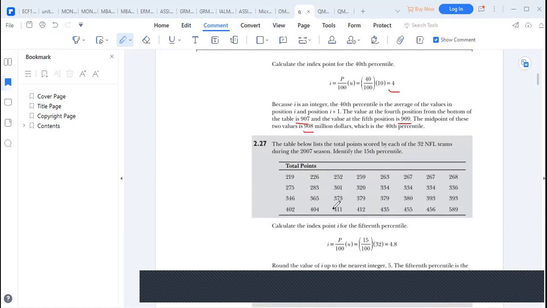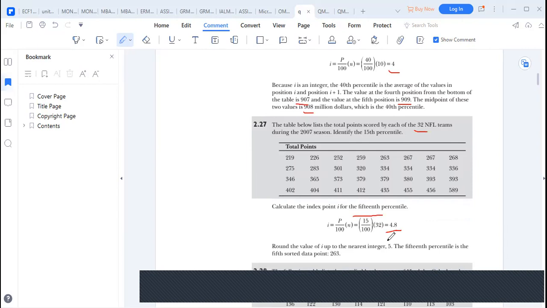All right. So here we're given data as follows, where we are being asked to calculate the 15th percentile. And these figures that we have here are 32. So 15 over 100 times 32, here we're going to get 4.8. So to the nearest upper integer, the 5th. So the 5th, when we go there, 1, 2, 3, 4, 5, we get 263. So 263. If we had exactly 4, we would get the 4th. In the 5th, we average them.